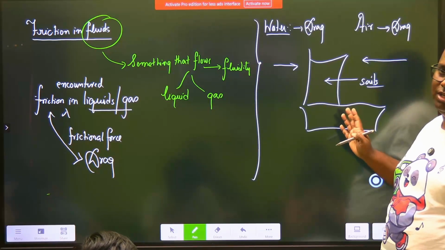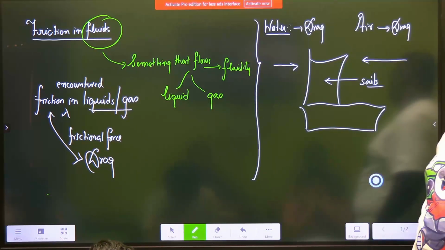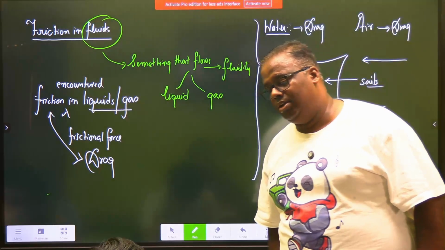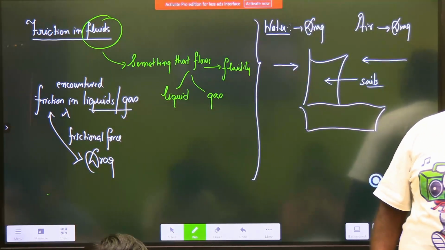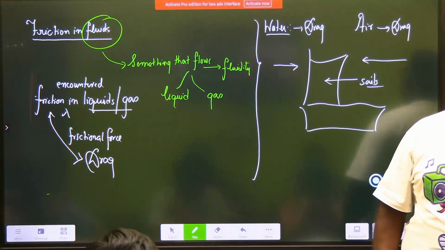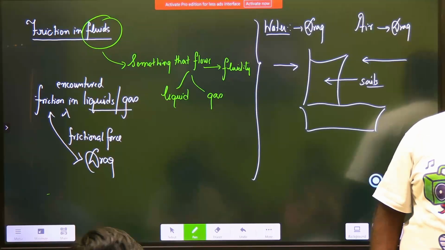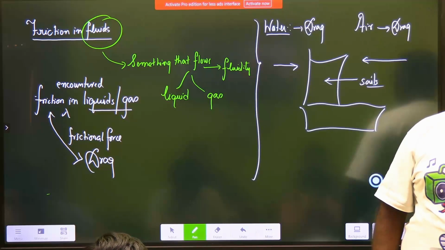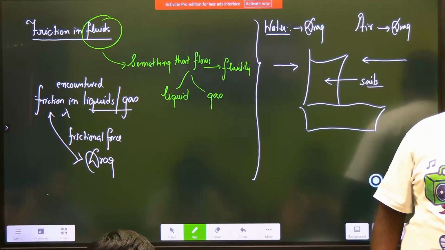Drag will be there. And the way we minimize drag is by making our structures streamlined, or we call the word streamlines, which gives you an aerodynamic structure. We don't have more in this chapter on this concept. Any questions that you can have on friction in liquids?